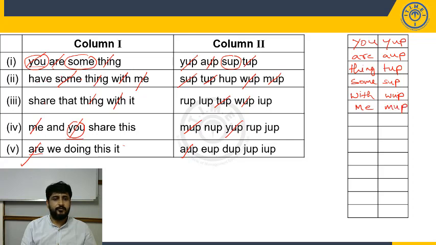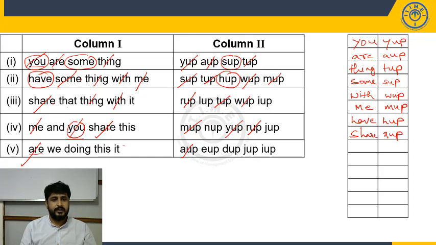What is the only leftover word in the second statement? "Have". The leftover code? HUP. So the code for "have" is HUP. Next, "share". In these two statements, third and fourth, only "share" is common. So what is the common code? RUP. So the code for "share" is RUP.